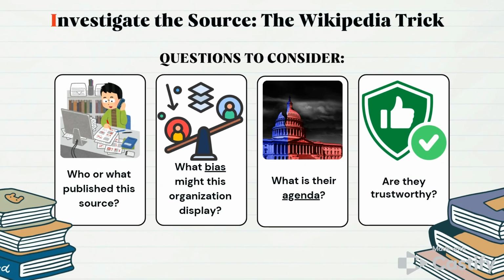Do they have a bias? Do they lean one way or another politically or socially? Do they have an agenda? For example, are they trying to pass a law that would lead them to maybe omit or add certain information to their articles? Organizations are set up to do things, so it's good to question that. And all of these questions should lead us to answer the question, are they trustworthy?